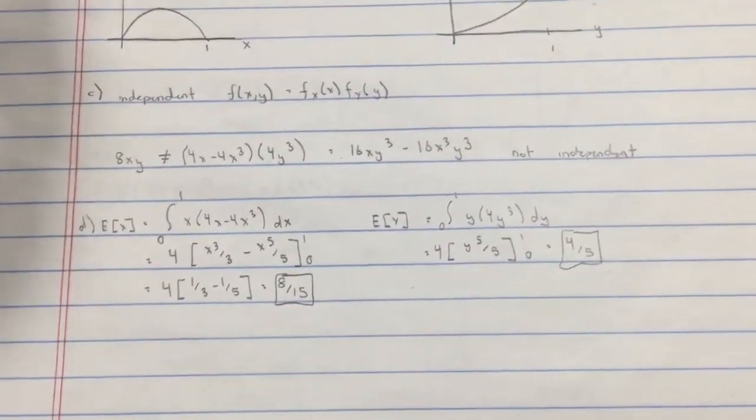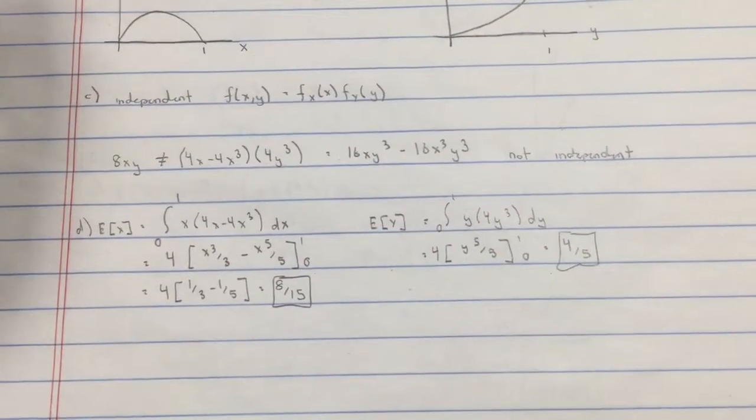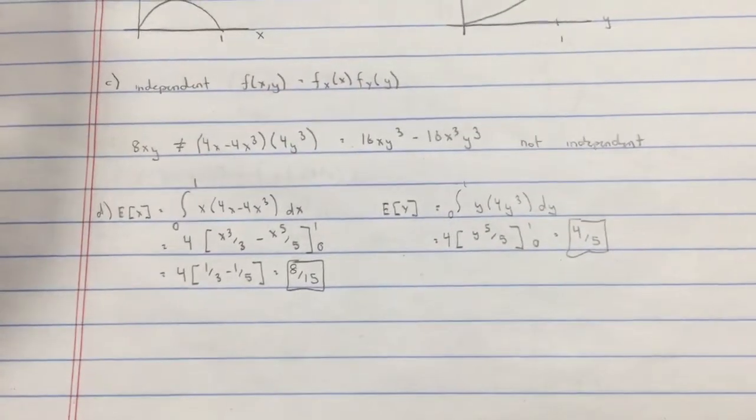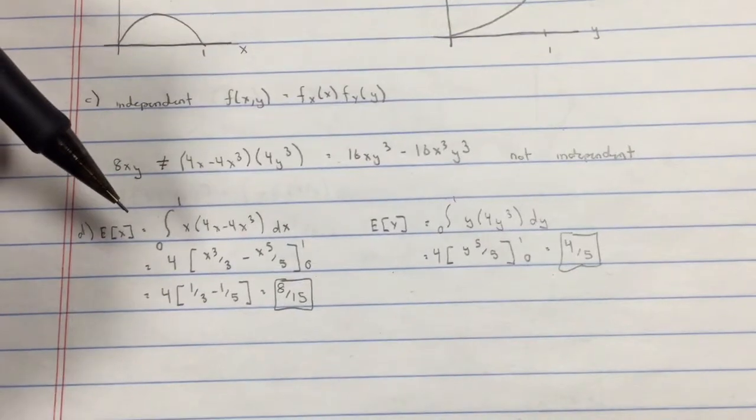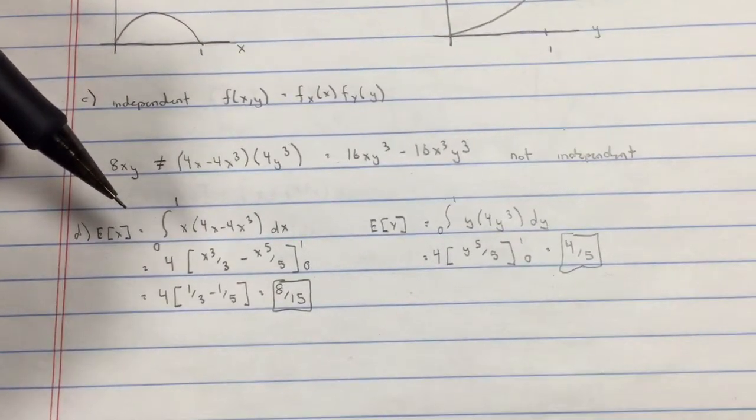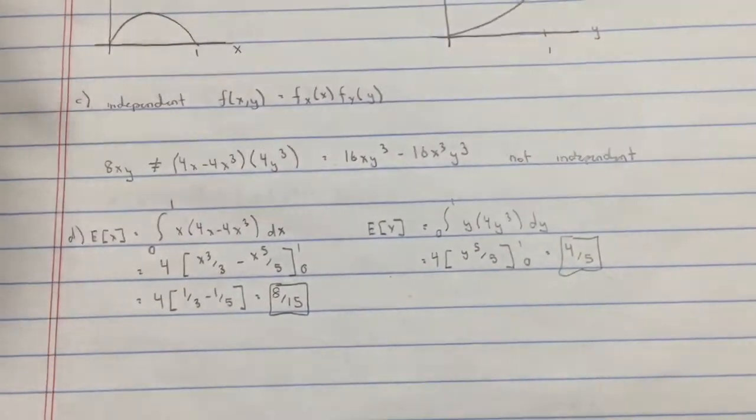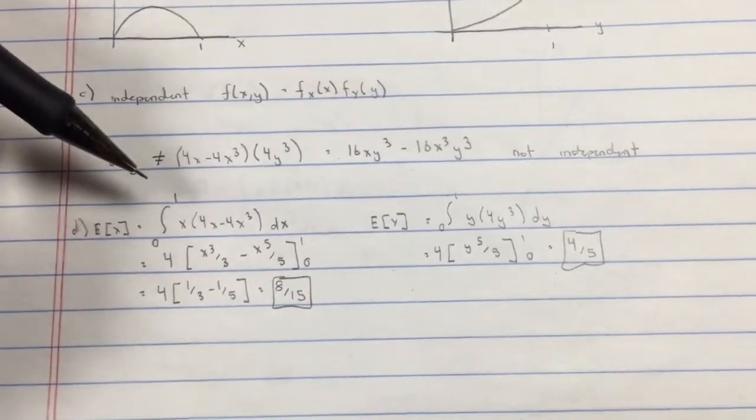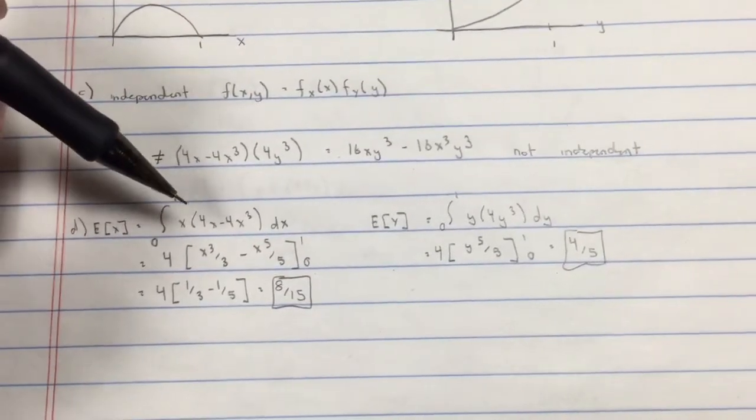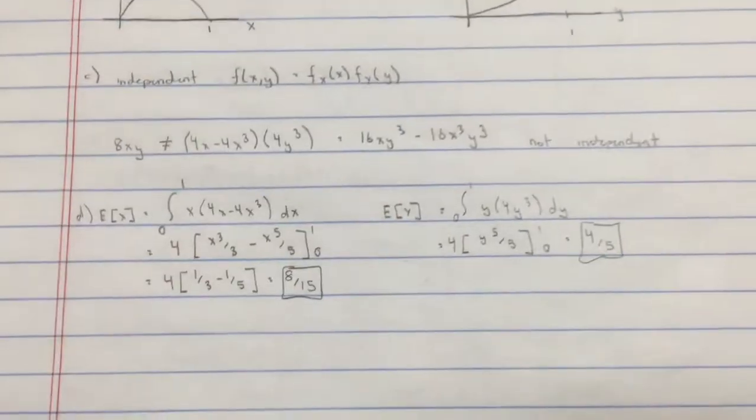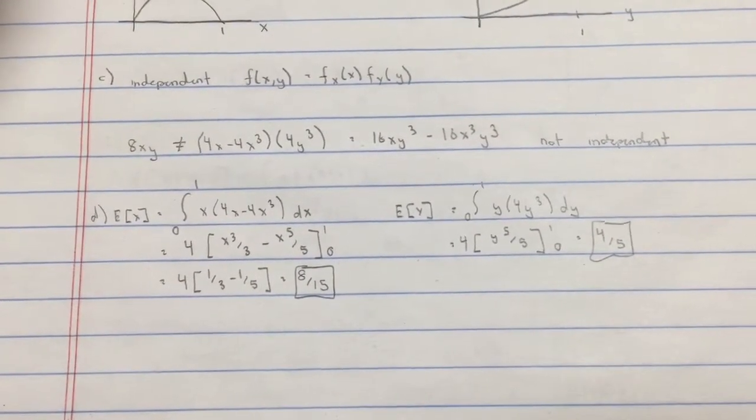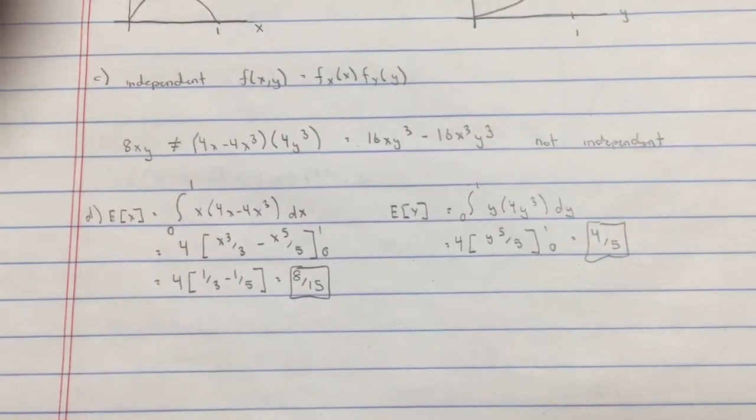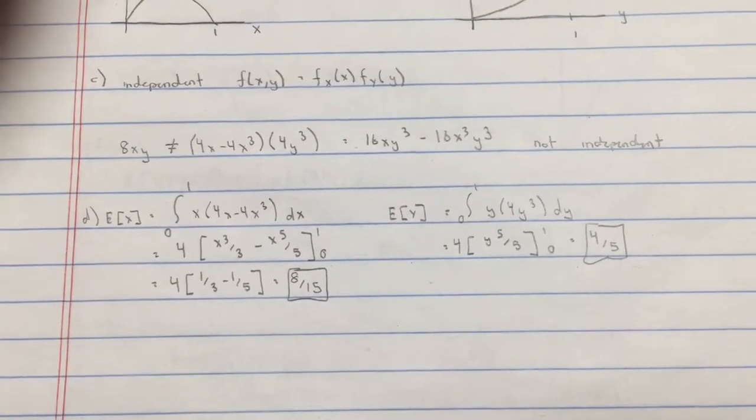For part D, we're asked to find the expected value of x, the expected value of y, and the expected value of xy. The expected value of x is simply the integral of x times f of x over the bounds of x, which is from 0 to 1. So it's the integral from 0 to 1 of x times f of x, which is 4x minus 4x cubed, dx. When we integrate that out, we get 8/15 for the expected value of x.